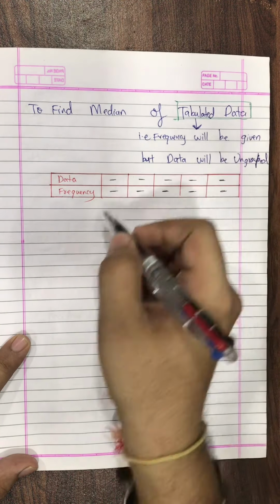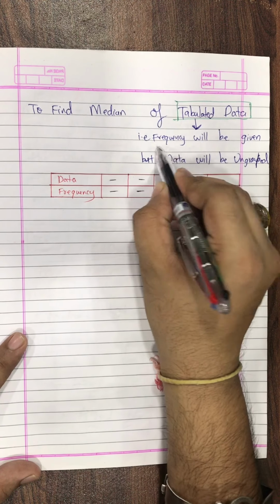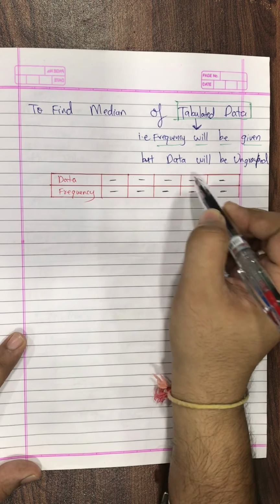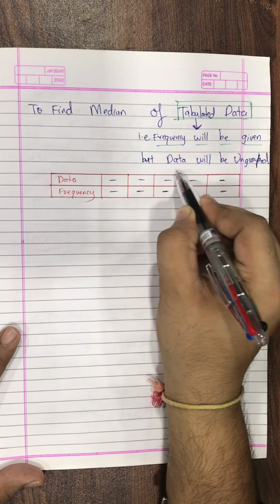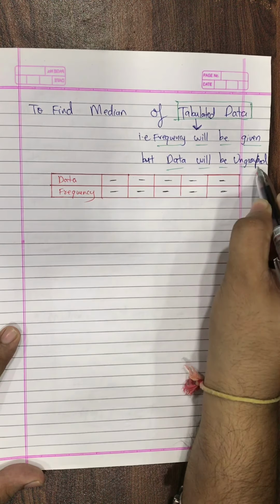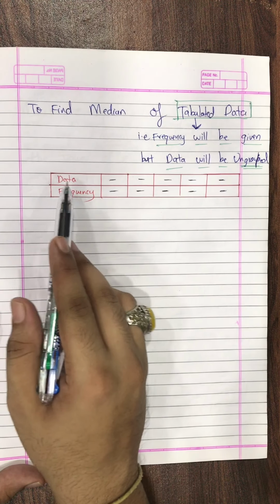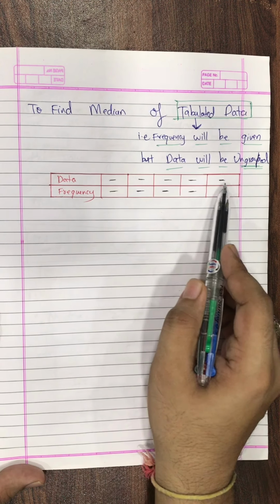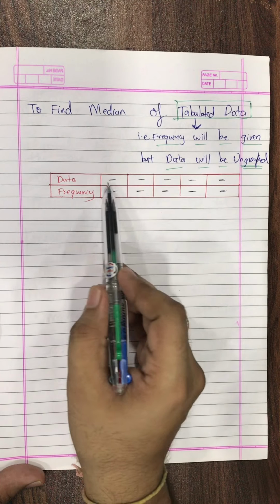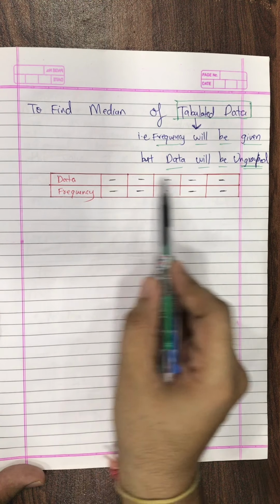Now, what do you mean by tabulated data? That is, frequency will be given. Okay, but for your information, data will be ungrouped. I have just randomly drawn one table. Data will be given. For example, here it will be marks scored by the students.